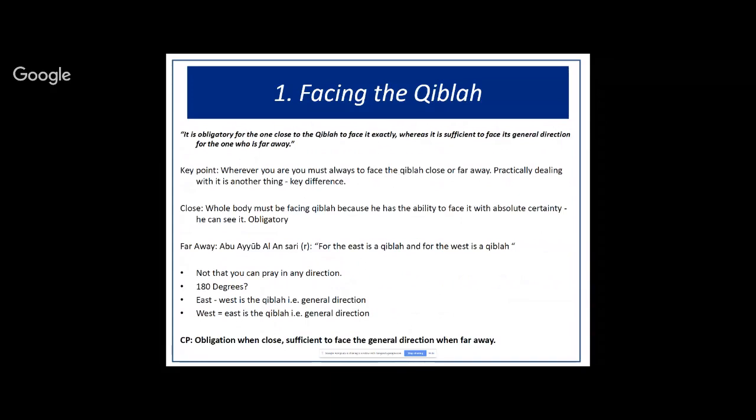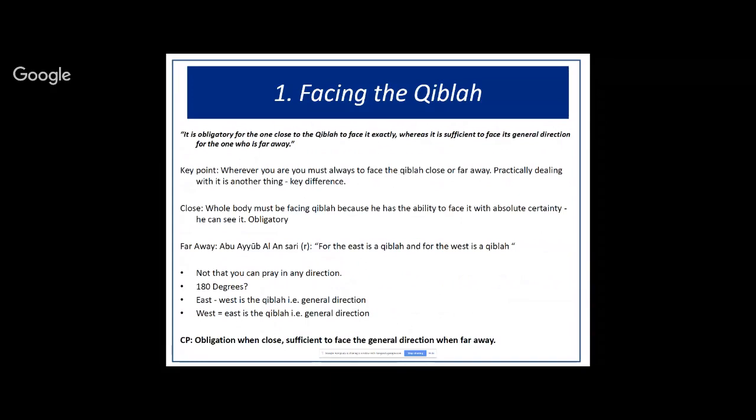It's a shurut of the salah, but it's just saying that the matter has become easier for us because it's become harder for us. So when things become hard, the Sharia makes it easy. That's the very key point to bear in mind. When you're close, the whole body must be facing the Kaaba, because your ability to see it and know where it is with absolute certainty is there.